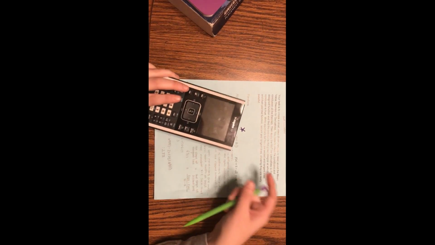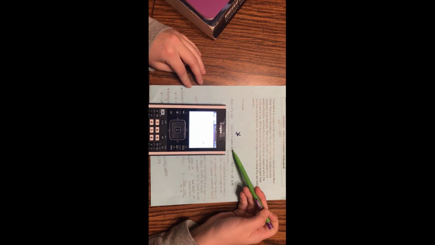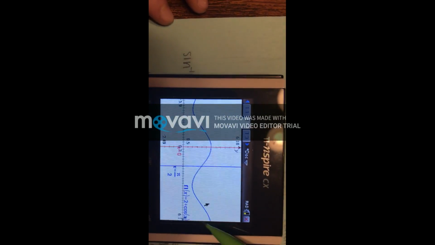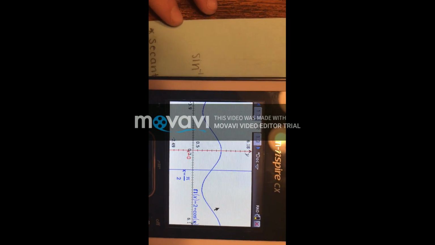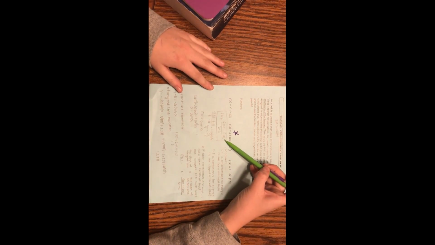So for the equation given, which is f of x equals 2 plus cosine of x for the interval of 0 to pi over 2, here's the graph with the function and the interval that we are supposed to find. So for the equation given, we must find the slope of the secant line.